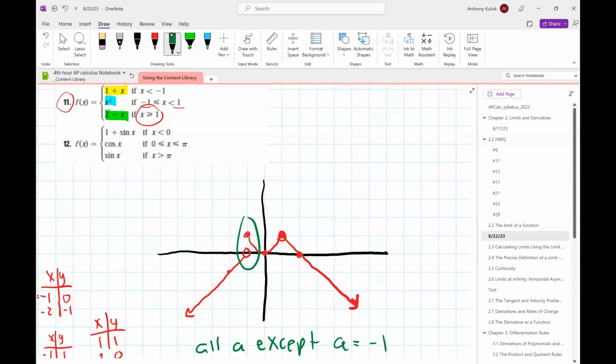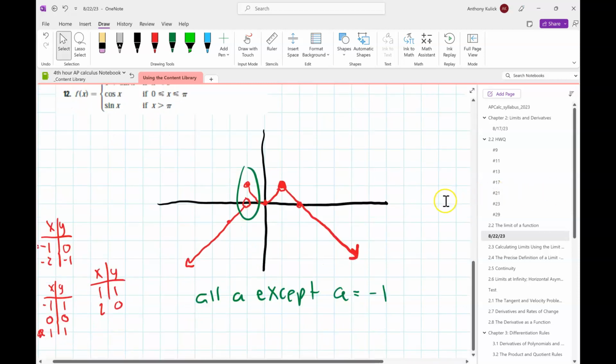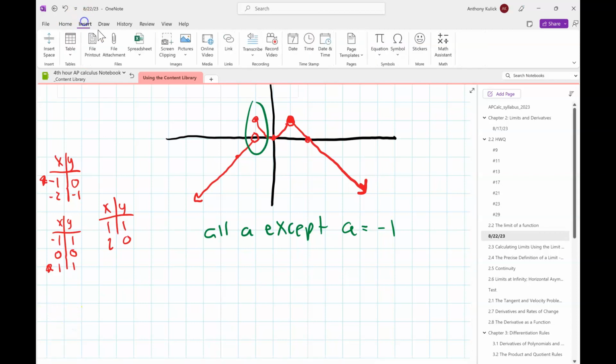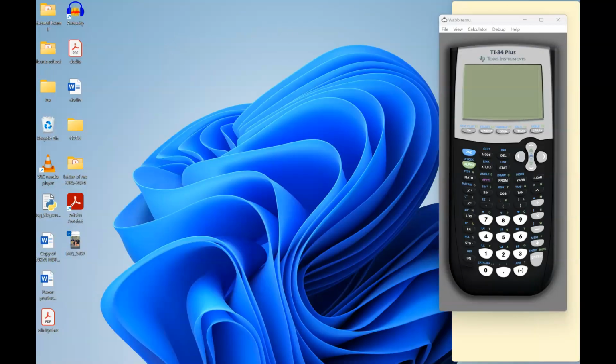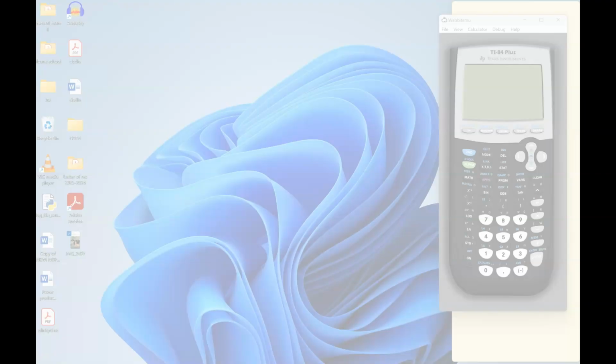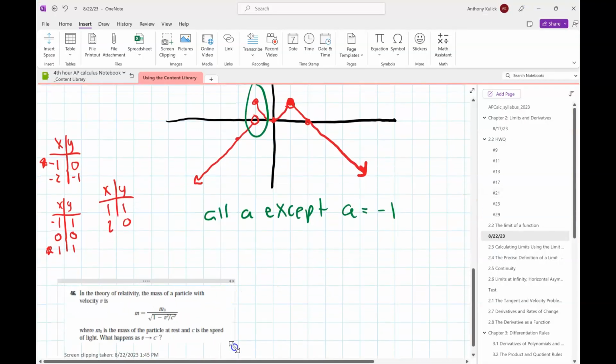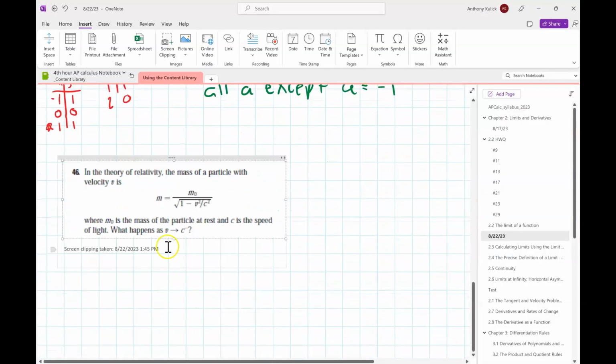So, number 46. Sure. Oh yeah, the physics. For 46, how many of us have taken physics? I did. Who knew the answer to this without even doing any calculus? Does anybody remember from physics what happens to your mass as you approach the speed of light? It's not 0.